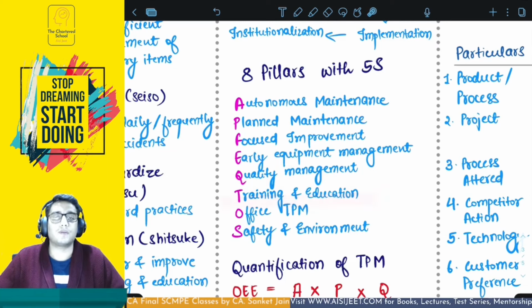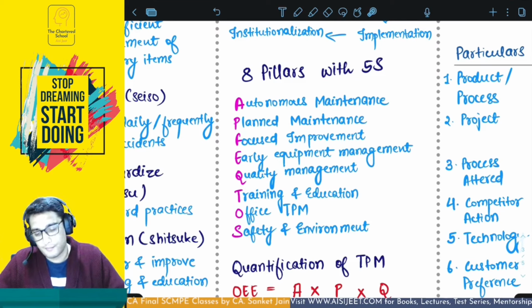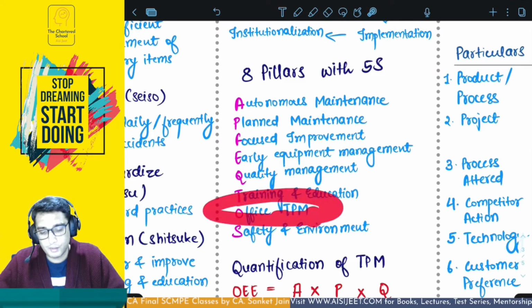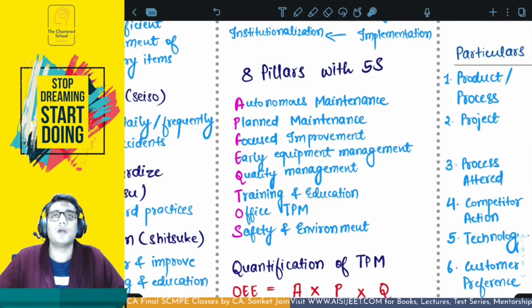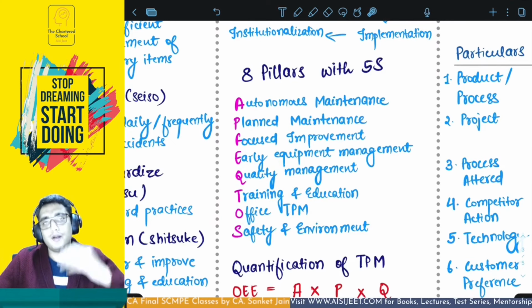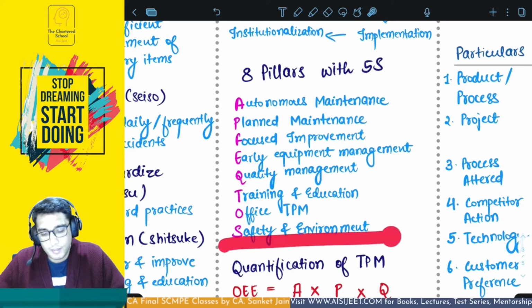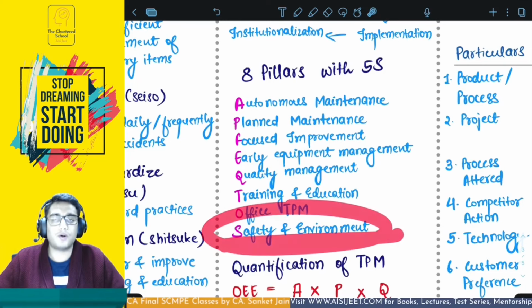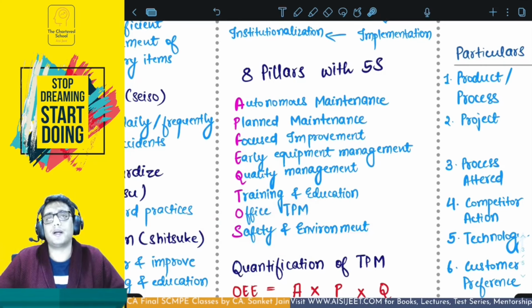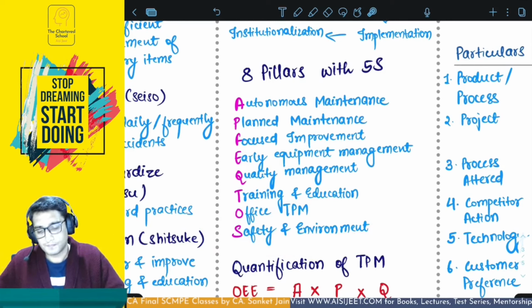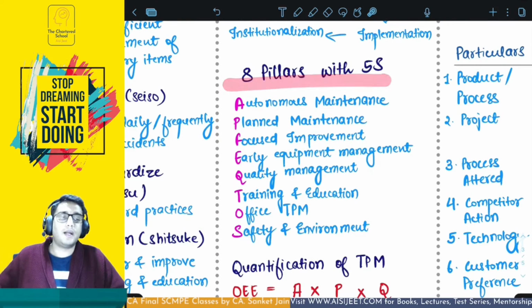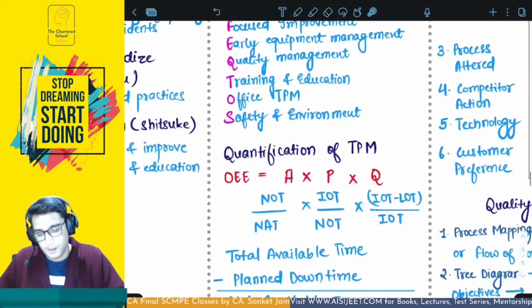Training and education. What you are doing is you are training the employees, very important for them to understand how they can maintain their own machines, and therefore we are providing the training and education. Office TPM is basically implementation of TPM to increase the efficiency in your office space, in the admin space. And then safety and environment is dealing with what safety precautions can we take so that we can avoid any kind of health hazards and accidents. These are 8 pillars with 5S.